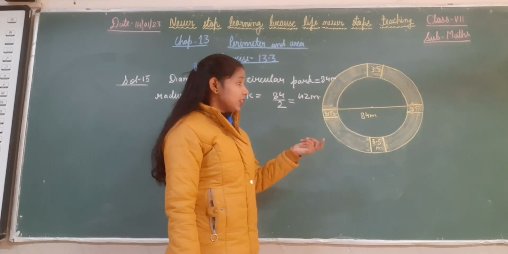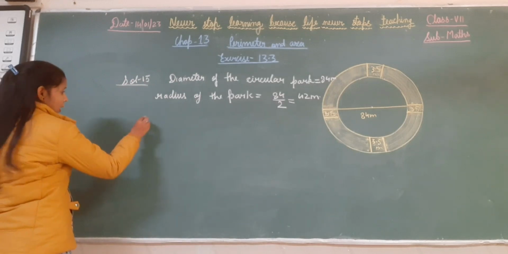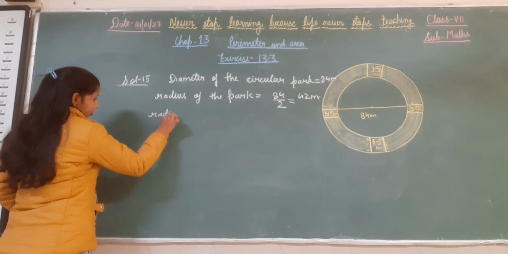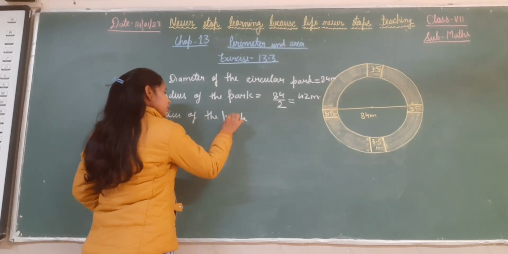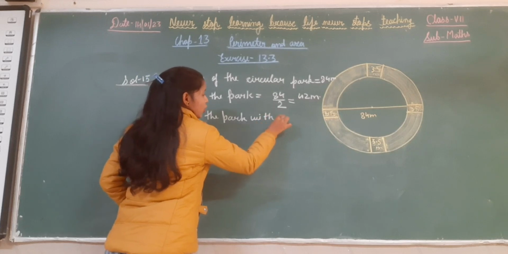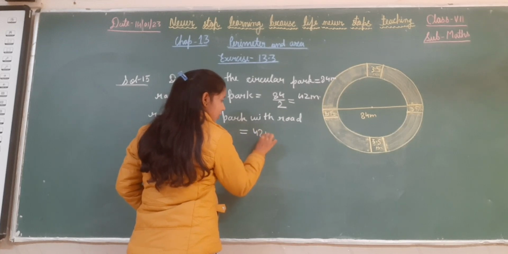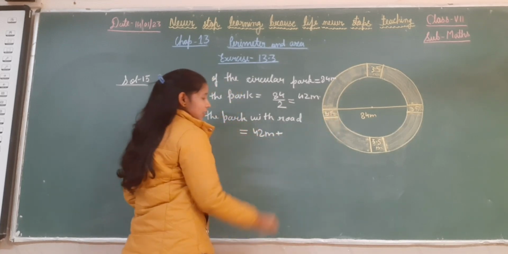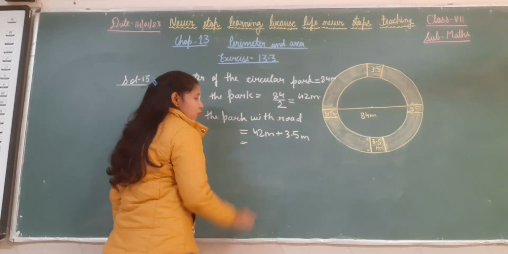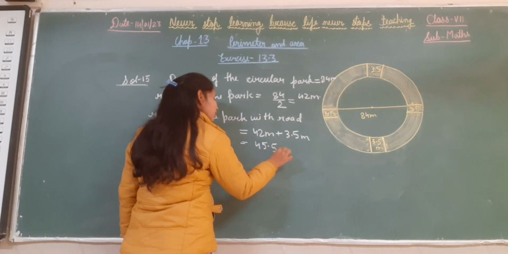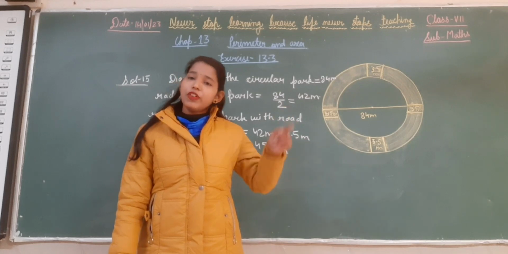Now we have to find the radius of the path with road. Radius of the path with road, R-O-A-D, is equal to 42 meter plus the width of the road, which is 3.5 meter. So it will be 42 plus 3.5, that is 45.5 meter. Now we will easily find out the area of the path with road.